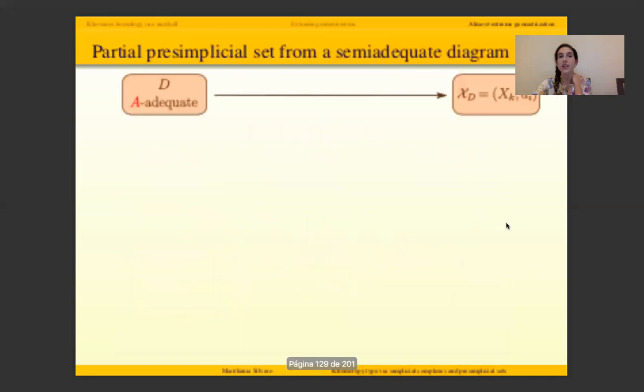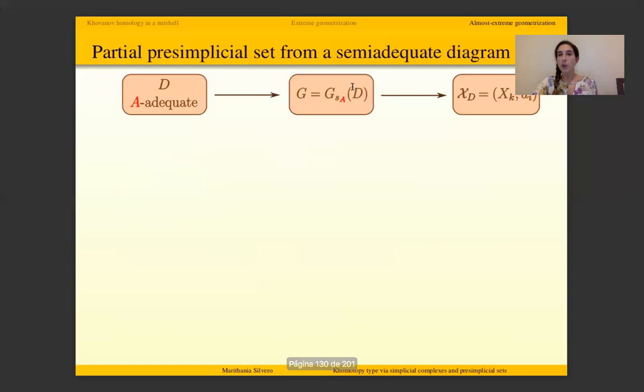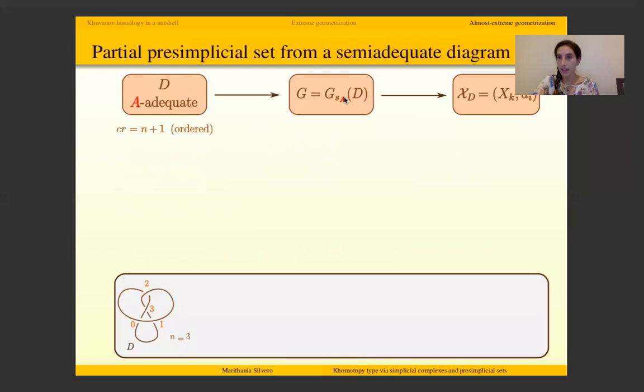So now I'm going to tell you how to associate to a diagram a partial presimplicial set in such a way that the homology of this partial presimplicial set equals the almost extreme quantum homology of the diagram. So first we need to consider the graph associated to the A state. Okay, so we start with our link diagram. And here there is something wrong because this should be a figure 8, okay?